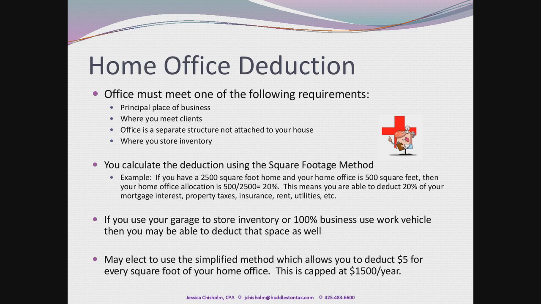You may also elect to use the simplified method, which allows you to deduct $5 for every square foot of your home. However, this is capped at $1,500 a year, so it's important to compare the simplified method to the actual method to see which is more advantageous for you.